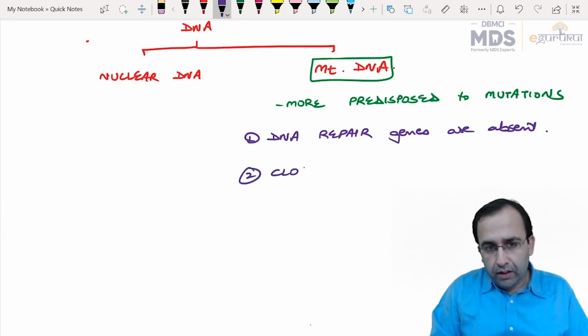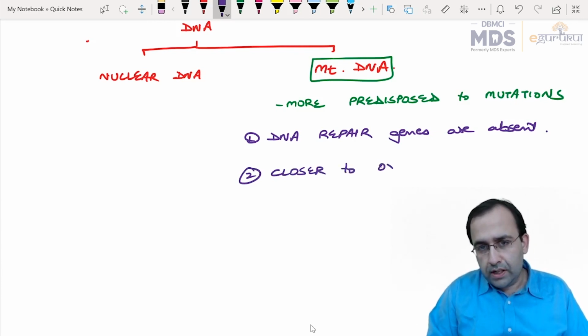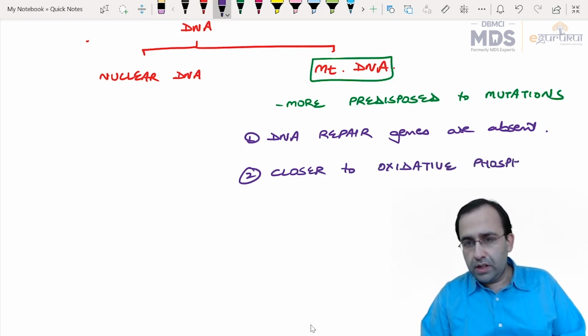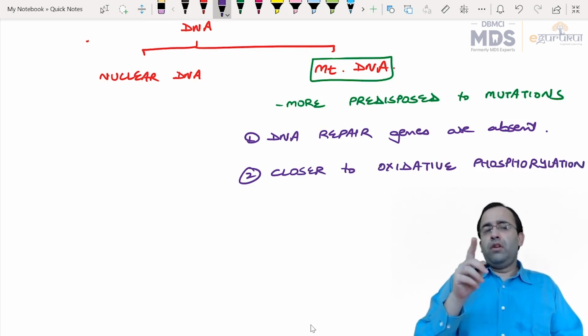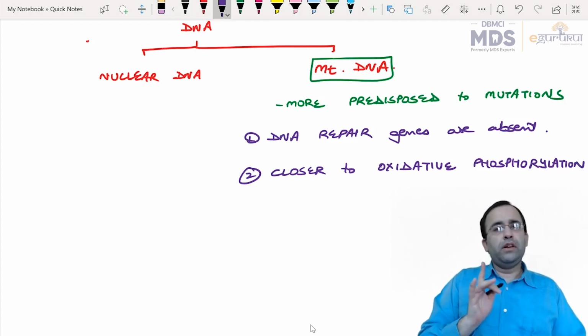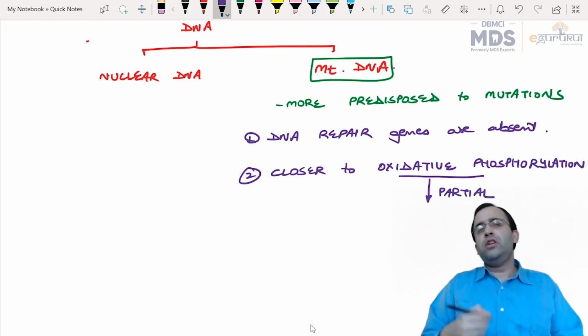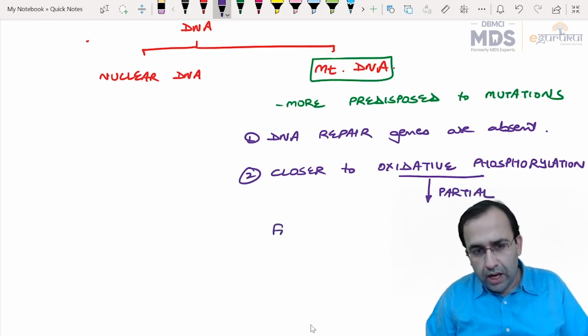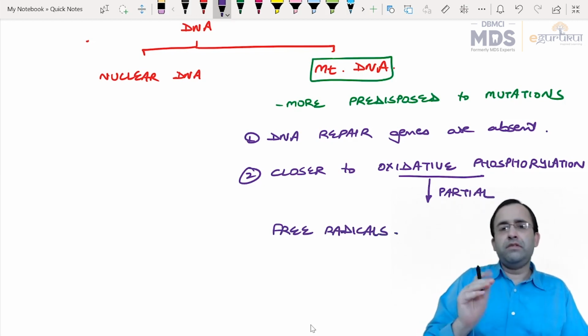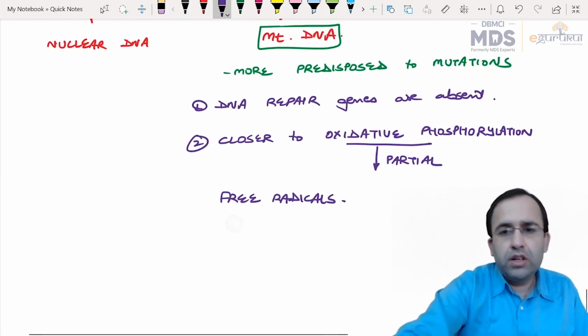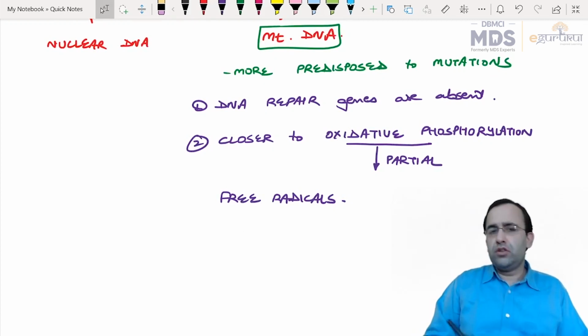And secondly, mitochondrial DNA is closer to oxidative phosphorylation. Oxidative phosphorylation takes place in mitochondria. If this oxidative phosphorylation is partial in nature, it leads to the generation of free radicals. We will do the concept of free radicals when we study immunity.